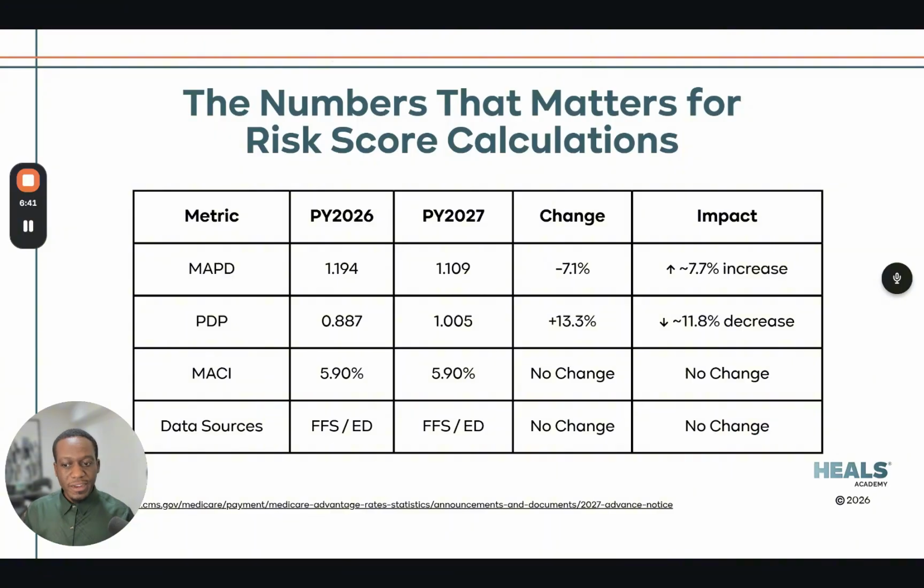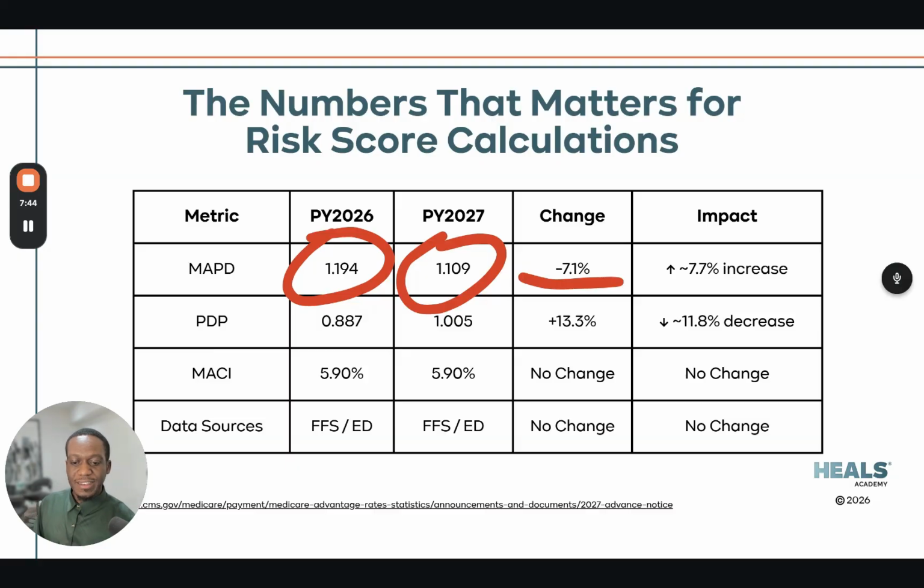Looking at the risk score by the numbers, you will recognize that the same way CMS split up the MA-PD and PDP for 2026, CMS continues that same for 2027 as proposed. And you will see that between payment year 2026 and 2027, the normalization factors have changed. For example, for MAPD, the normalization factor decreased from 1.194 to 1.109, which is a negative 7.1% decrease, which on the risk score impact, causes an increase to the risk score, all things being equal.